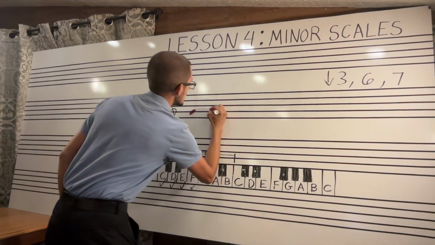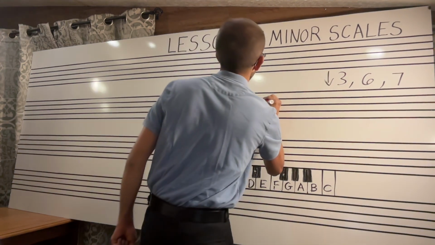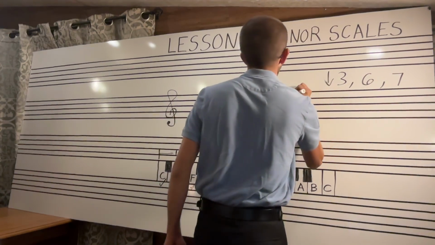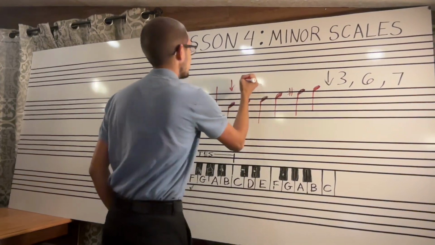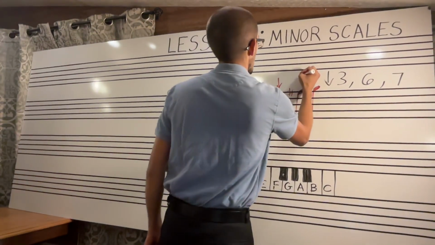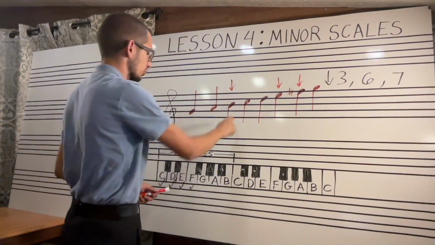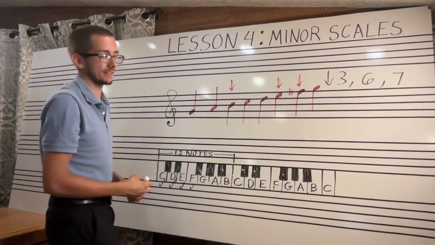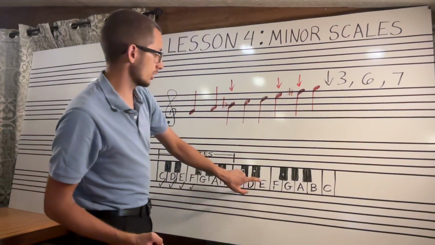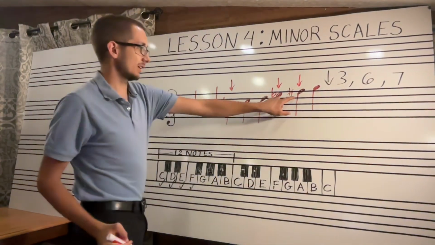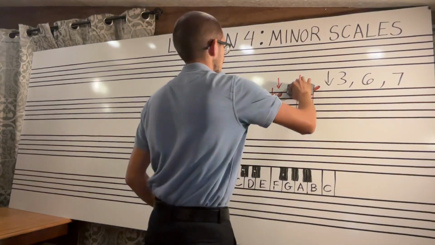It has the notes G, A, B, C, D, E, F sharp, and G. Now we need to lower the 3rd, the 6th, and the 7th down a half step. So we need to take that B natural and turn it into a B flat. E natural needs to turn into an E flat. And F sharp needs to turn into an F natural. So we'll take away that sharp sign there.